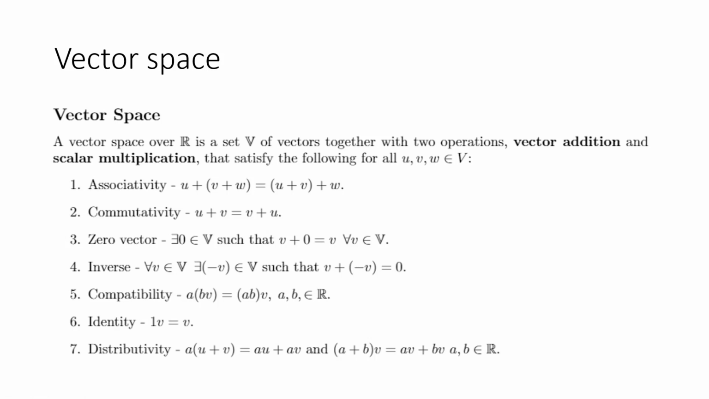A vector space is a set of vectors that holds two operations, vector addition and scalar multiplication. Note that a scalar multiplication doesn't mean multiplying a scalar with a vector, but multiplying two vectors and getting a scalar. A vector space must hold these 7 properties: associativity, commutativity, zero vector, inverse, compatibility, identity, and distributivity.